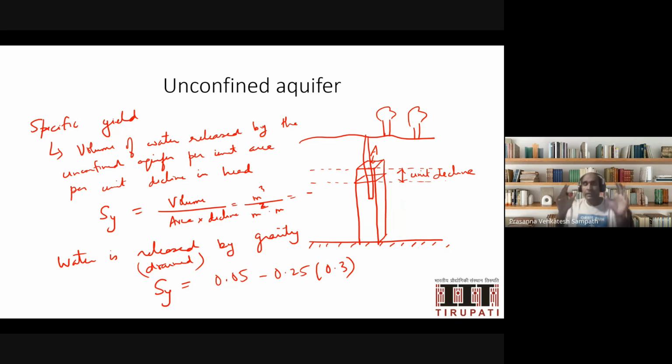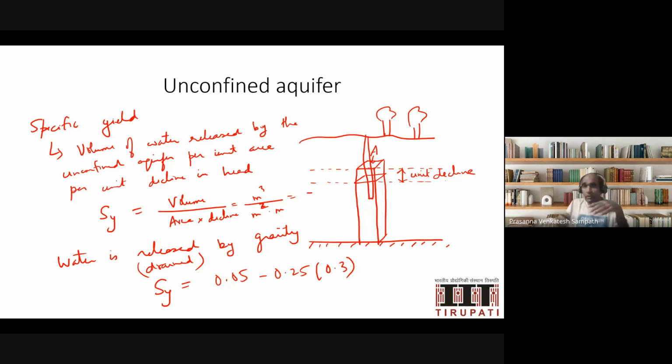A more precise definition of specific yield is that it is the volume of water released by the unconfined aquifer per unit area per unit decline in head. So it's meter cube in the numerator, and a meter square multiplied by a meter in the denominator, right? Per unit area per unit decline. And this unit area that we're talking about is the plan area, right?